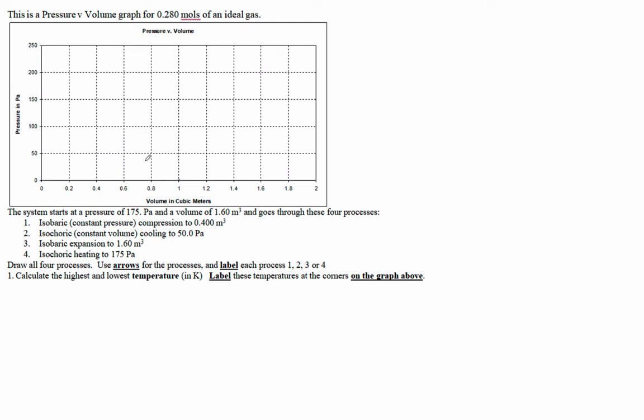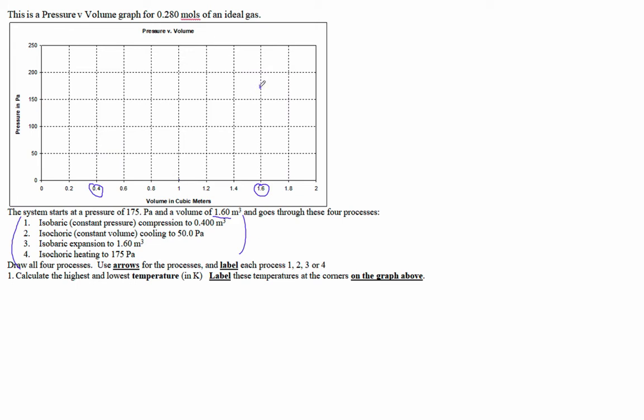So the first thing I'm going to do is draw these processes. It starts at 175 pascals in a volume of 1.6. So here's our volume, and 175 would be right about there. And it's an isobaric compression to 0.4. So there's our 0.4.